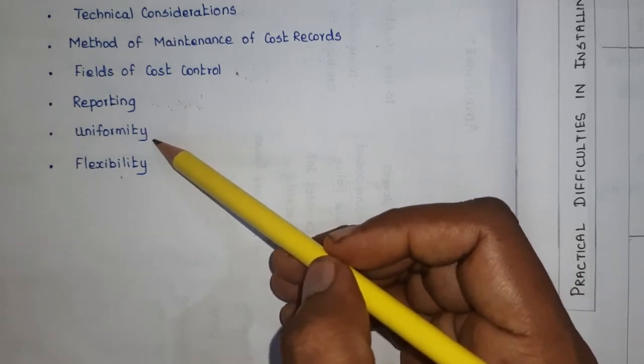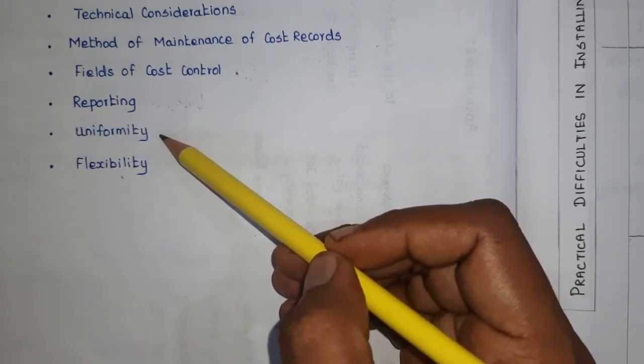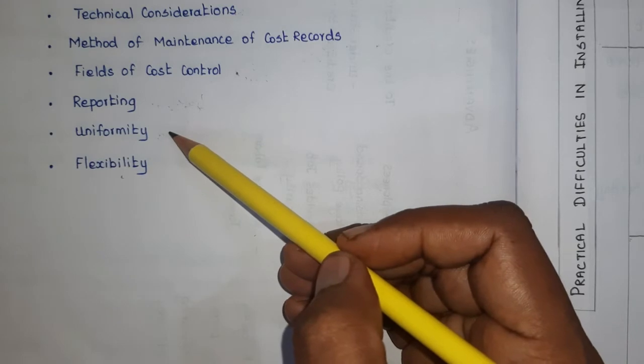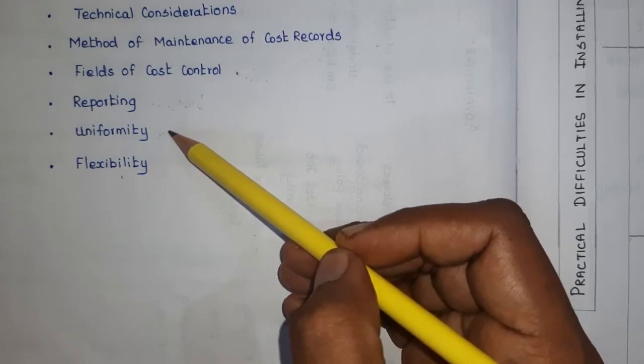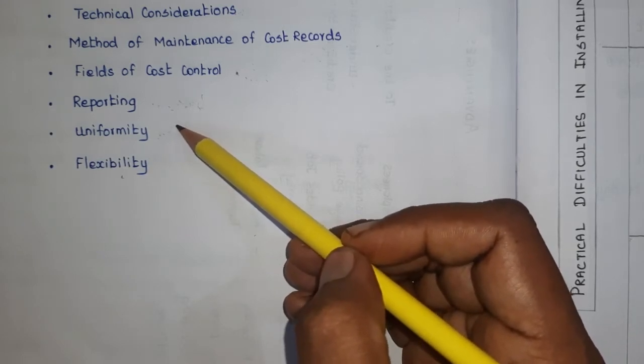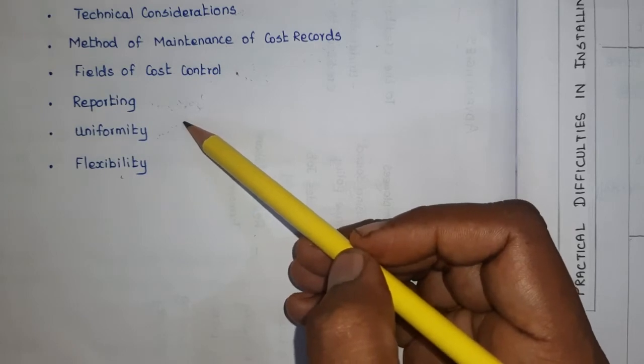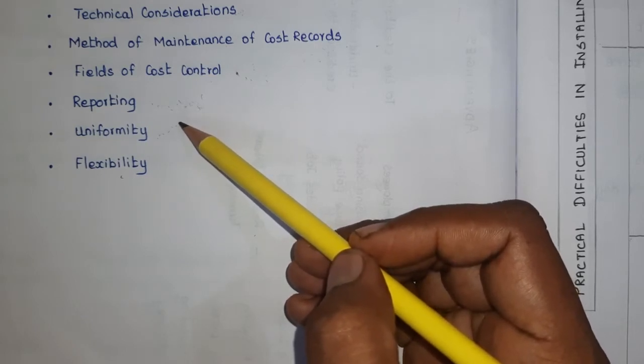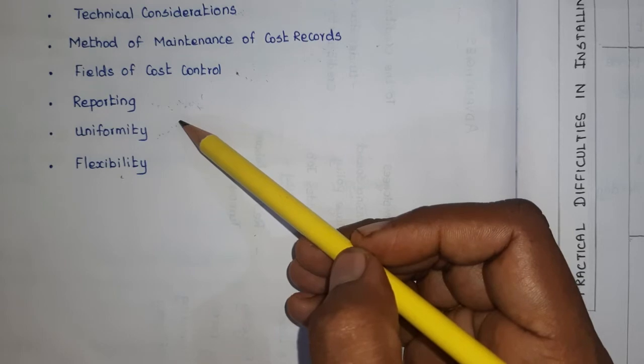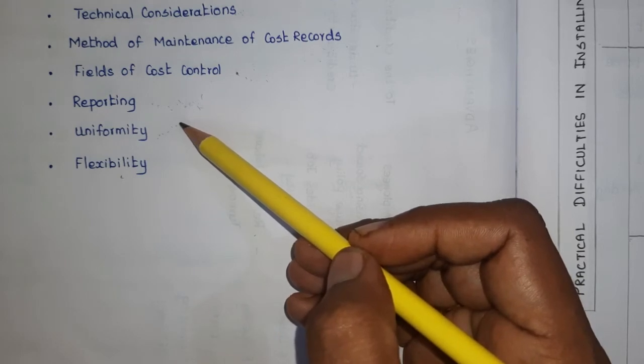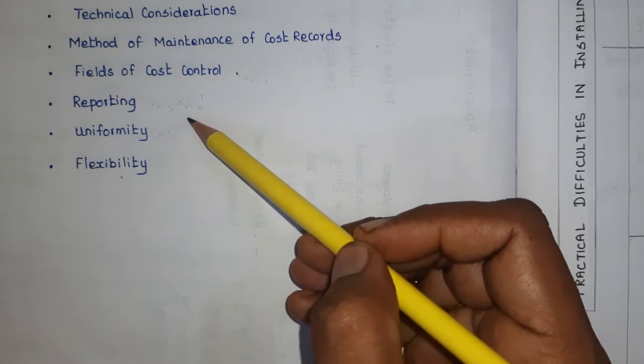The next point is uniformity. The practice of adopting uniform costing facilitates comparison among various firms belonging to the same industry. Further, it also has the benefit of adopting a common costing practice if a company has a number of subsidiaries.